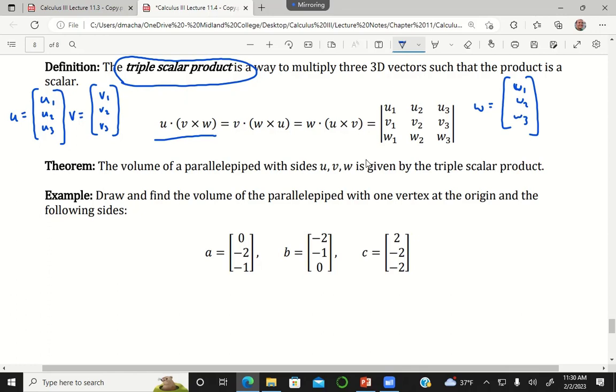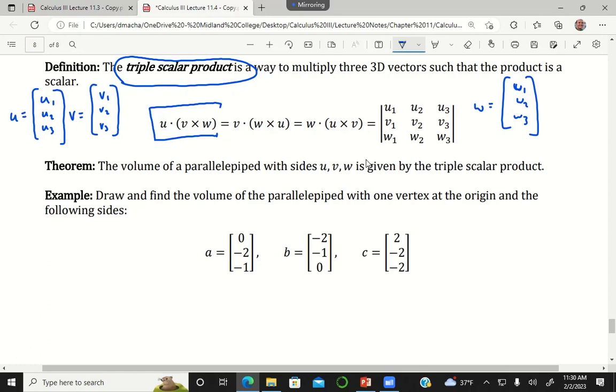If you look at this formula for the triple scalar product, you can tell that it's going to be a scalar because v cross w is going to give you another vector, but then u dot that vector is going to give you a scalar because the dot product always gives you a scalar, right?